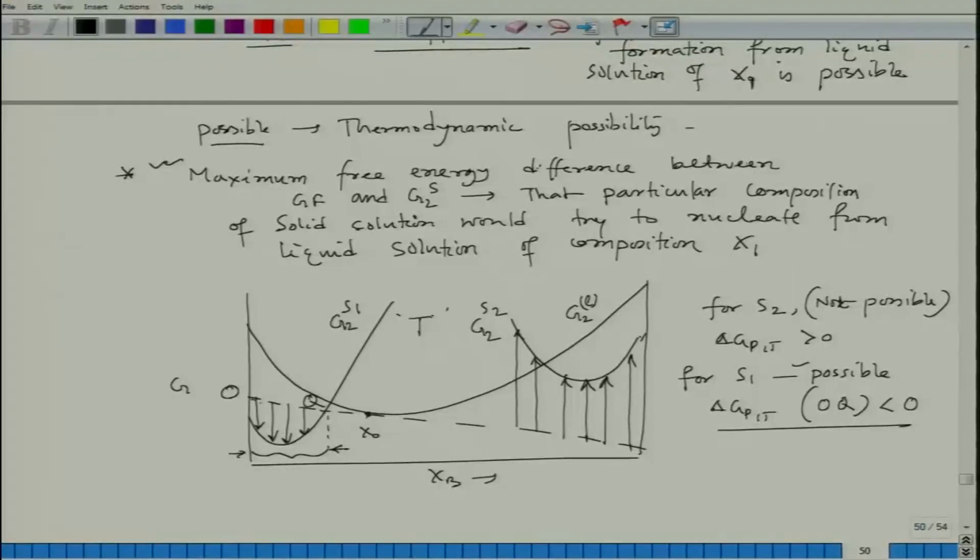So, the S1 could form from the particular X0 composition if the situation is this, that means this is at some temperature T, pressure equal to 1 atmosphere. So, that time S1 is a possibility for the formation from liquid, but S2 cannot form, because for S2 formation I have to increase the free energy, which is not possible. So, this also gives an indication that which phase would come out from a particular composition of liquid.